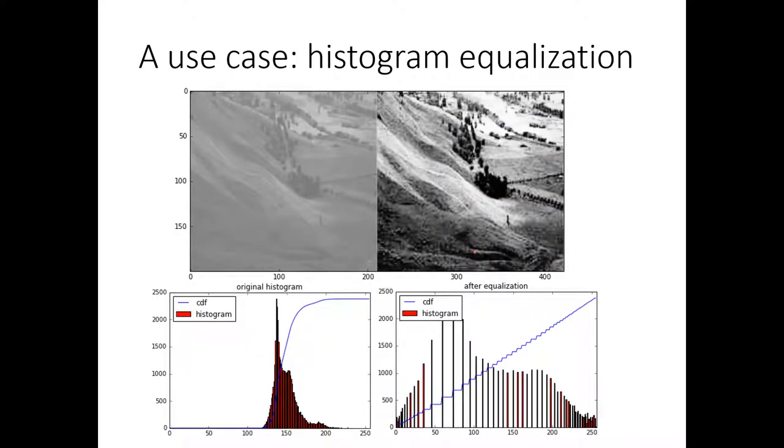Another use case is histogram equalization. You start with an image that is not captured very well. For example, in this case, probably the optics is a little bit off when you take the photo. As you can see, the histogram has a very small range here. You can stretch the histogram a bit, then it looks much better, like this one.